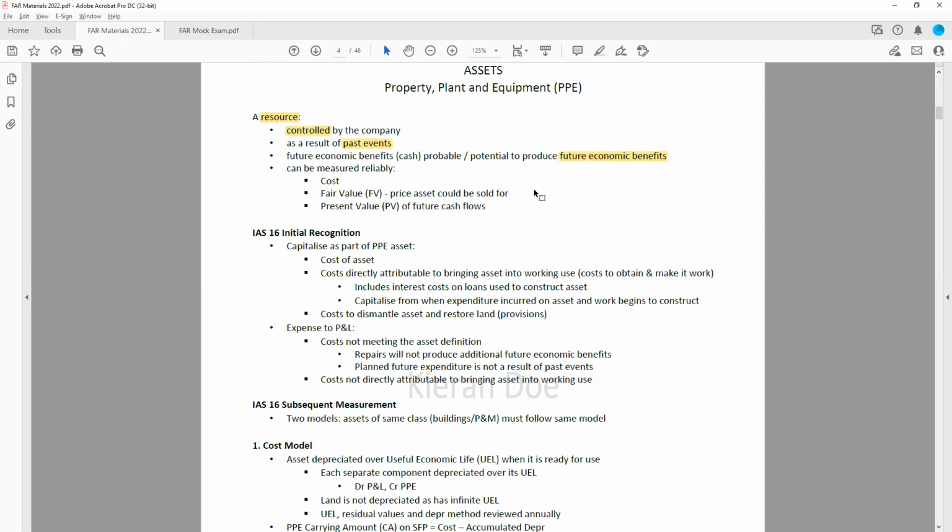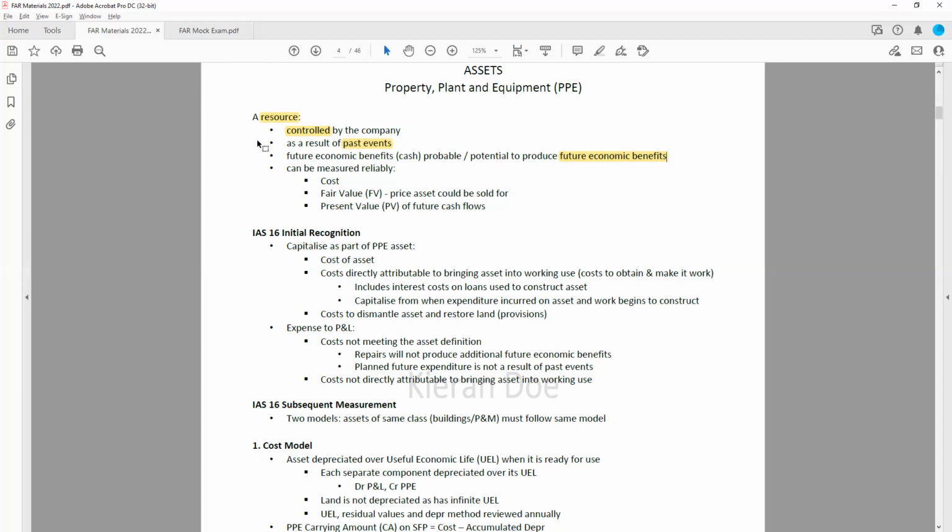It is very abstract, but if we think about a few examples, a classic example of a resource which is treated as an asset would be land and buildings, plant and machinery, fixtures and fittings, equipment, motor vehicles, etc. Those would all be assets because they're controlled by the company. The company can decide how those assets are used and for what purpose. They can direct how that asset is used.